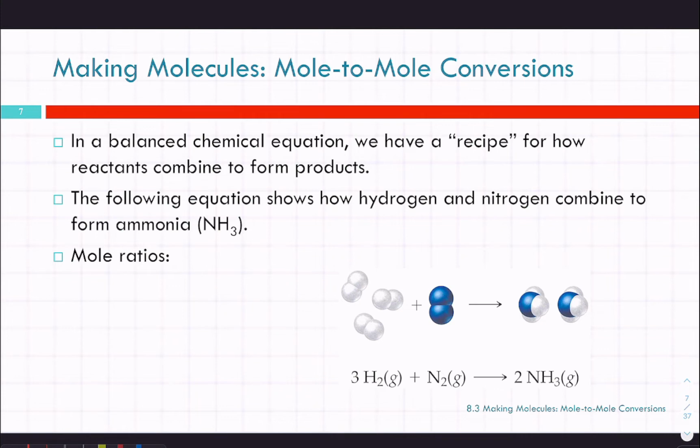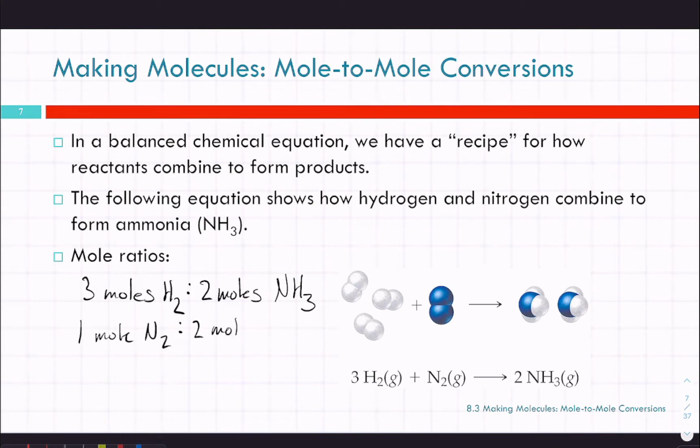And just like with our eggs to pancake ratio, we can similarly derive ratios from this chemical equation. So, and these are mole ratios, if we have 3 moles of H2, or hydrogen, we can make 2 moles of ammonia. If we have 1 mole of nitrogen, we can also make 2 moles of ammonia.